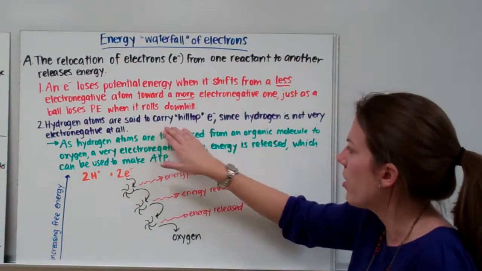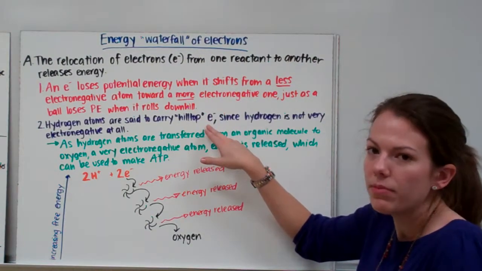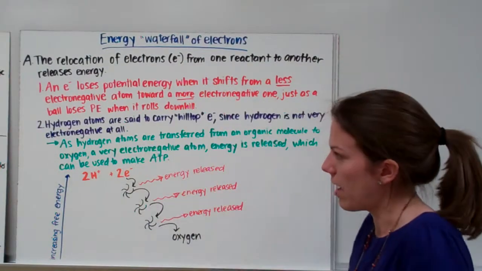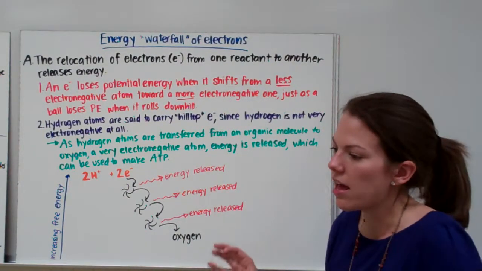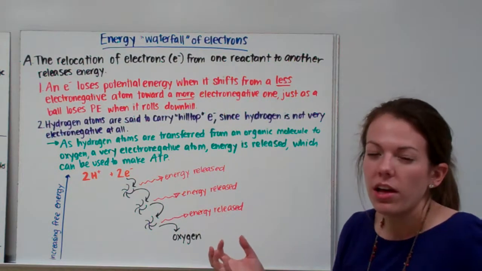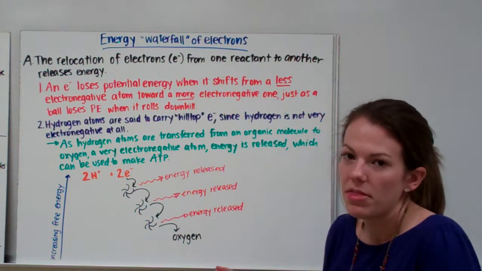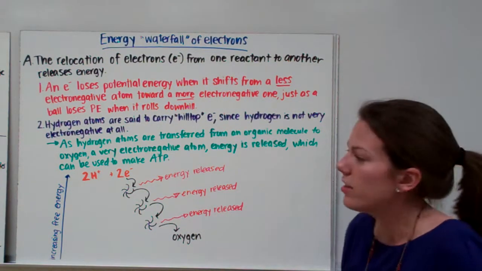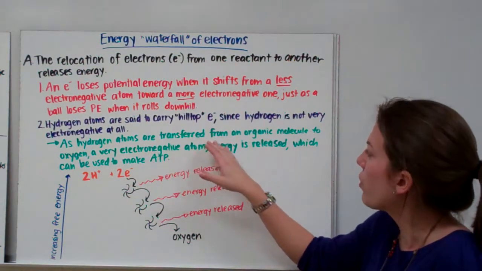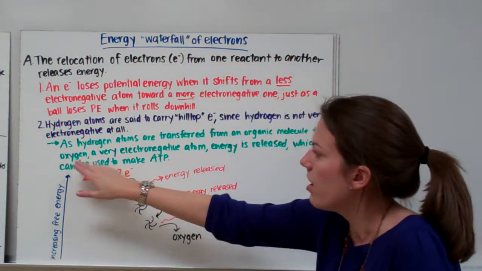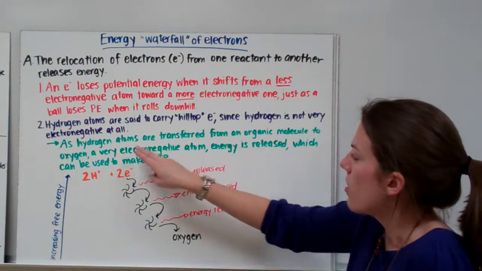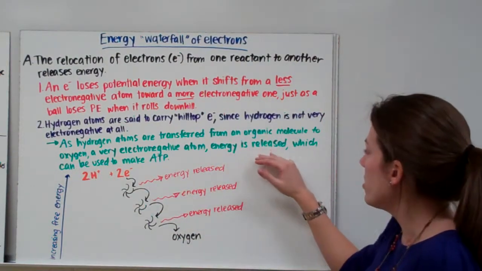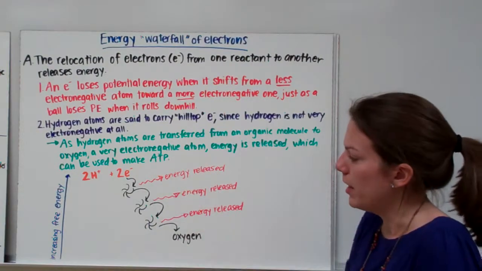Hydrogen atoms are said to carry hilltop electrons, or electrons that are full of potential energy, since hydrogen is not very electronegative at all. So atoms that are not very electronegative and are holding electrons store a lot of potential energy in those electrons. And when those electrons move to an atom that's more electronegative, energy is released. As hydrogen atoms are transferred from an organic molecule to oxygen, and oxygen is a very electronegative atom, energy is released, which can be used to make ATP.